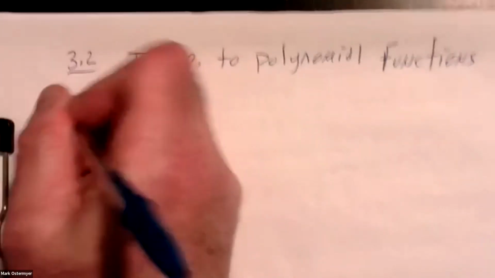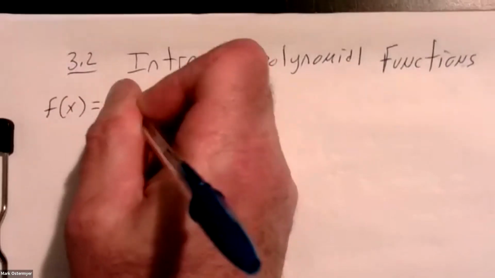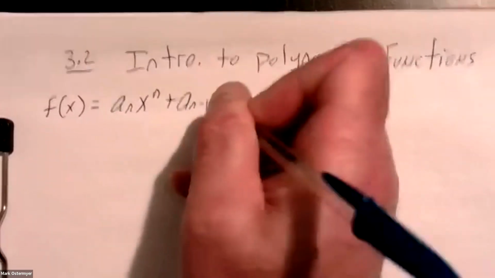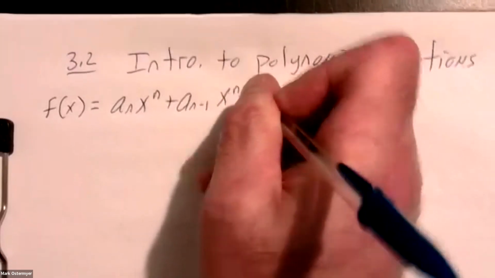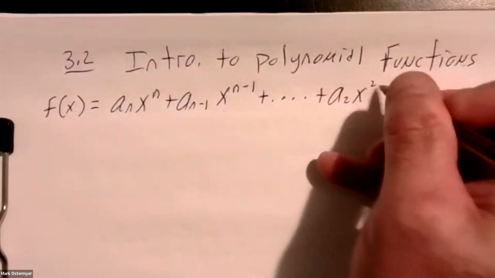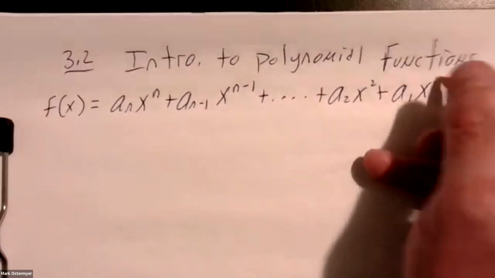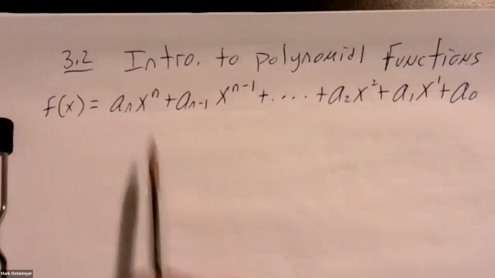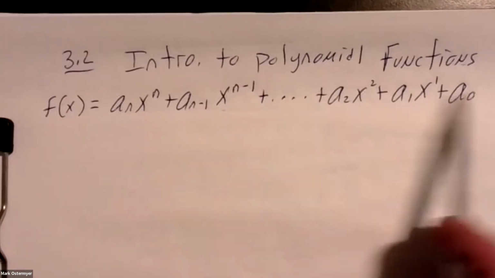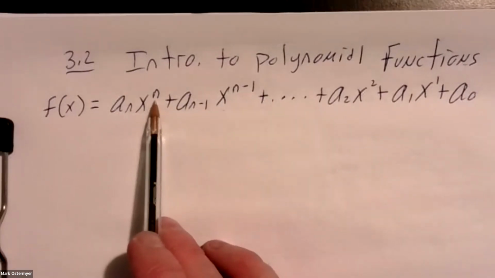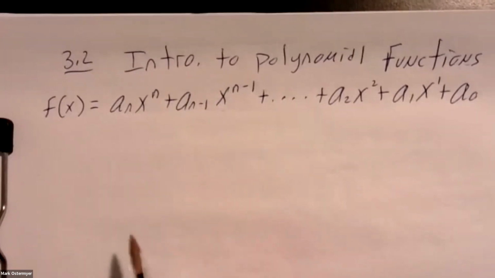In general, ladies and gentlemen, an nth degree polynomial function looks like this, where you could have a lot more terms in between here. This is how we, in general, represent an nth degree polynomial function, where these a's are just numbers, or real numbers, the coefficients, and x are the variables, okay? We have an nth degree polynomial function in general.